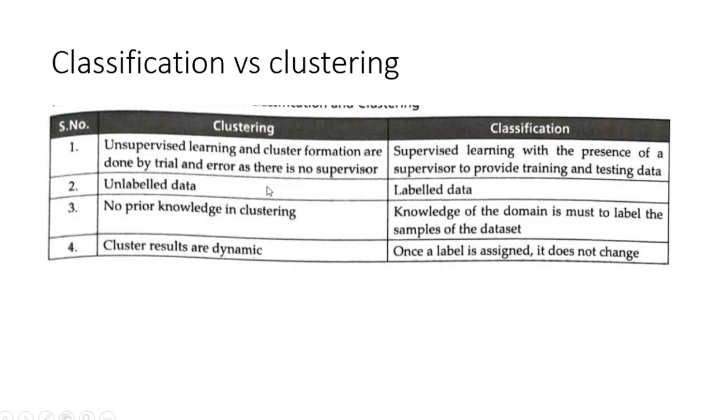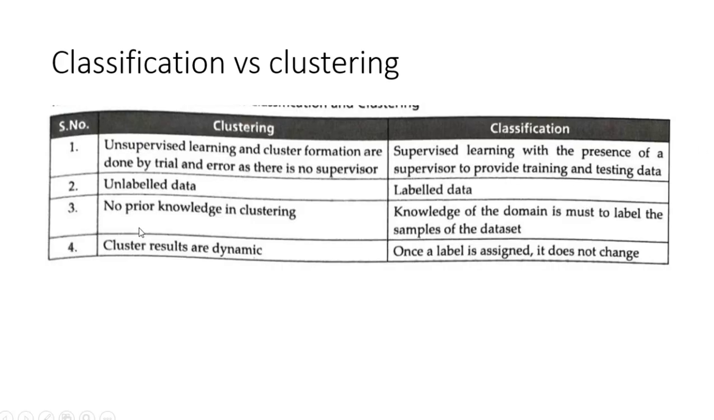The second main difference is that in clustering, you have unlabeled data. You have the data, but there is no labeling. Suppose I want to classify between cancerous cells and non-cancerous cells, we do not have labels. You just get the data. Whereas in classification, in the training data, you have labels. You have a set of cancerous cells and a set of non-cancerous cells where the labeling is there.